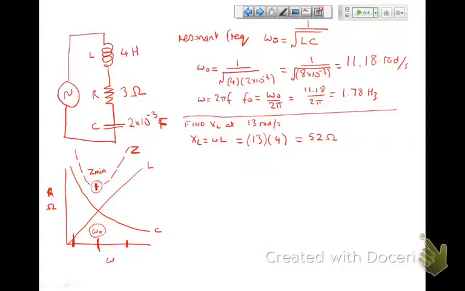In addition, or alternatively, I could ask you to find XC, which equals 1 over omega C. Yeah, I remember that it's the inverse thing, which equals 1 over 13 times my C, which is 2 times 10 to the minus 3, which equals 1 over 26 times 10 to the minus 3, which equals 1 divided by 26 times 10 to the minus 3, which equals 38 ohms.